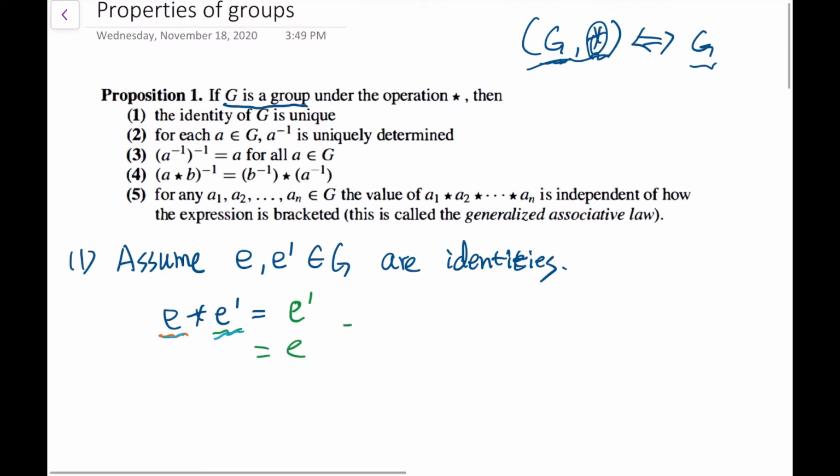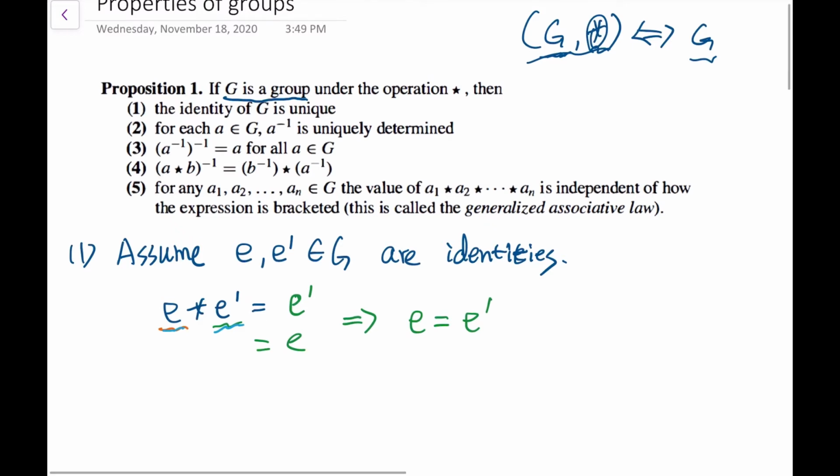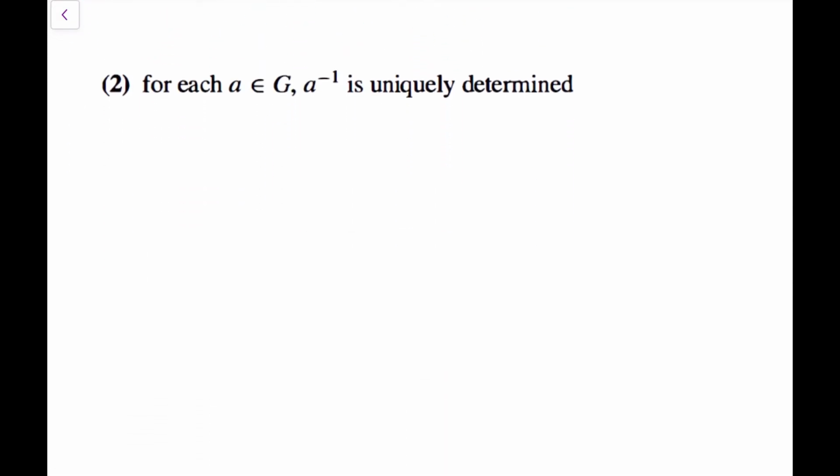So from this, we can see that we actually get E equals E prime, and this is what we want. So it means no matter how many notations in this group are identities, they are just different notations of the same identity, because they all are the same. So this means that the identity is unique. Okay. Now let's look at the second property.